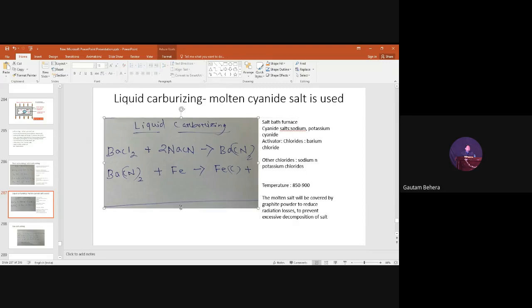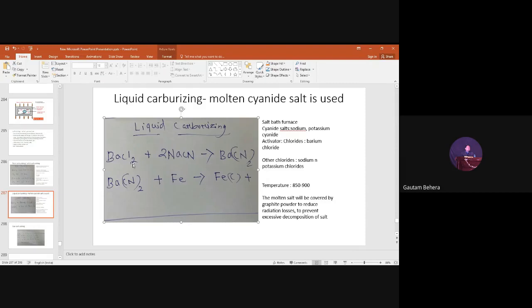So you can see the reaction. The reaction is not directly happening. First, barium chloride will react with sodium cyanide salt. This is the main source of carbon, which is reacting with the barium chloride activator to form barium cyanide. And now barium cyanide reacts with iron and finally ends up with iron containing carbon.